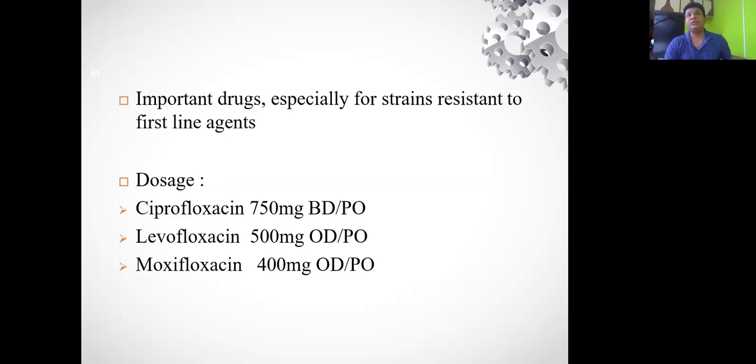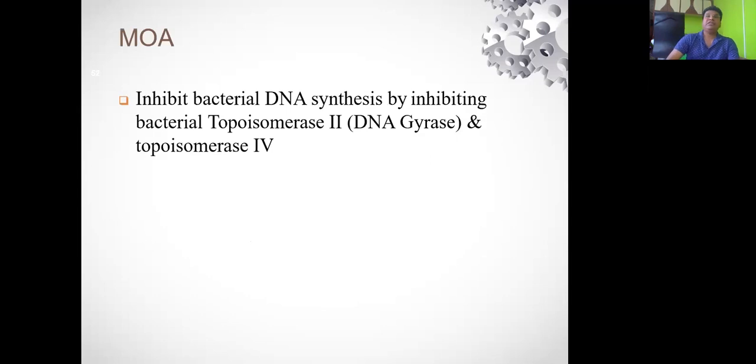Now, look into the dosage of these fluoroquinolones. Ciprofloxacin, 750 milligrams BID per orally. Levofloxacin, 500 milligrams once daily per orally. Moxifloxacin, 400 milligrams once daily per orally. Then when you look at the mechanism of action, they mainly act by inhibiting bacterial DNA synthesis. They inhibit bacterial DNA synthesis by inhibiting bacterial topoisomerase 2 and topoisomerase 4. That means these drugs act by inhibiting the bacterial DNA gyrase. They are DNA gyrase inhibitors, inhibiting both topoisomerase 2 and topoisomerase 4. Henceforth, they inhibit bacterial DNA synthesis.